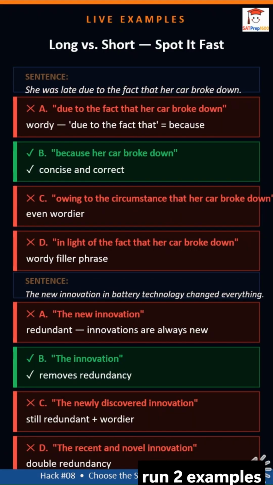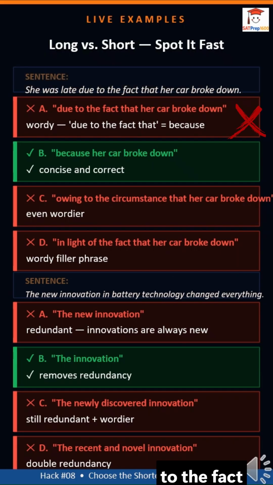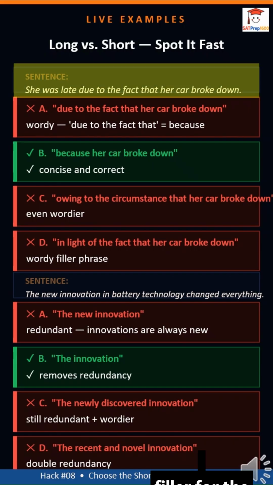Let's run 2 examples fast. Example 1. She was late due to the fact that her car broke down. The choices are A, due to the fact that; B, because; C, owing to the circumstance that; D, in light of the fact that. Scan lengths. B is shortest. Due to the fact that, owing to the circumstance that, in light of the fact that, all wordy filler for the word because. Eliminate A, C, D. Answer B.